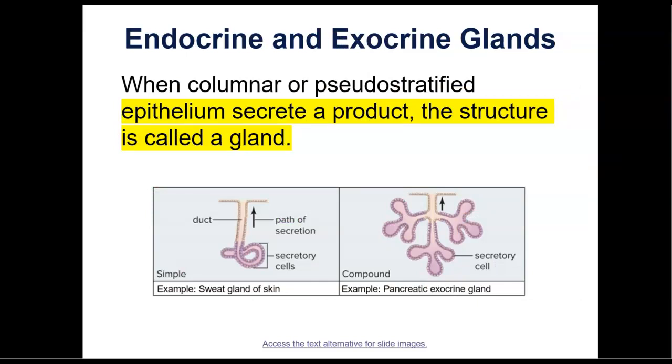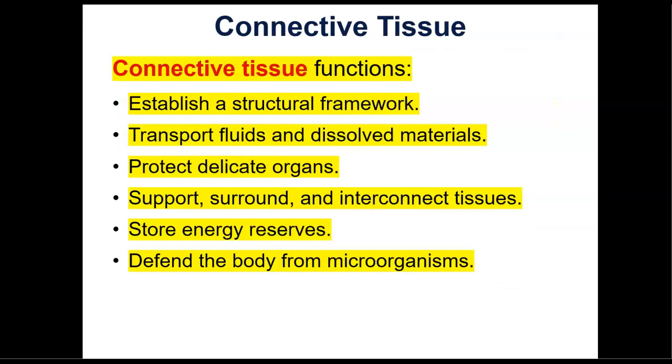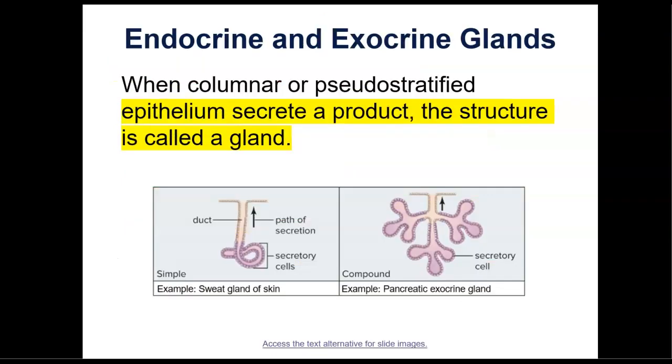And then for glands, we call it a gland when the epithelial cells secrete a product. We already talked about that there are two types. There are exocrine glands that secrete their product into a duct, like the sweat glands of the skin, and there are exocrine glands in the pancreas that secrete enzymes that travel through a duct onto the inside surface of your small intestine, and those enzymes help digest your food.